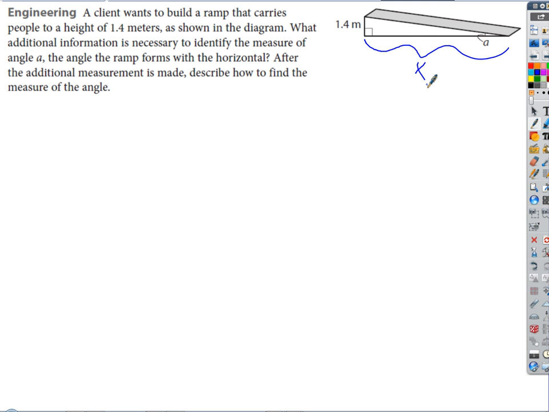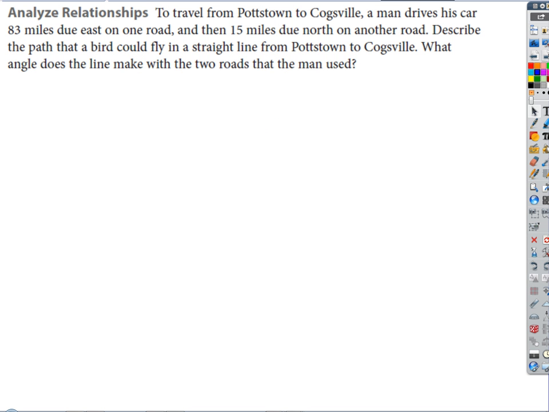Then we could find the angle pretty easily, right? What's going to be the trig ratio that would relate those two? Tangent A is 1.4 over x, and then to solve for A, if I were able to fill in a number for x, I can just take an arctangent or an inverse tangent, same thing, right? Okay? All right, good.